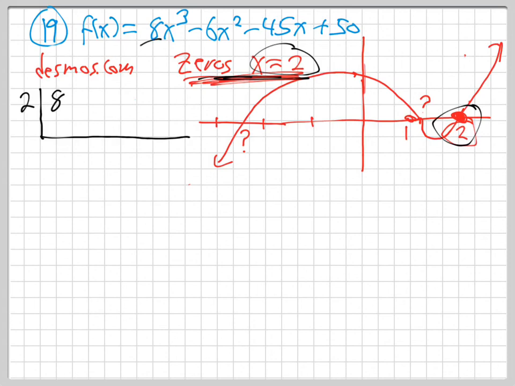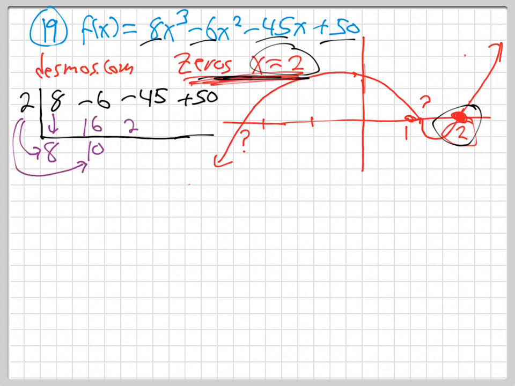And you write down your coefficients, 8 minus 6 minus 45 and plus 50. All right, and then bring them down. 8, multiply 2 times 8 is 16, add them up, 10. 2 times 10 is 20, add them up. Minus 25, 2 times minus 25, minus 50, 0.